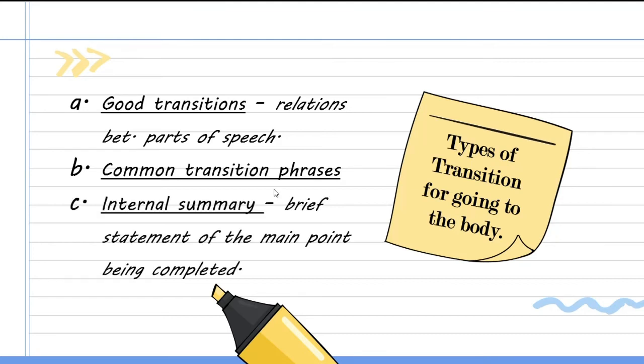And the third one is the internal summary, a brief statement of the main point being completed. So you can choose the types of transition for going to the body. But for me, I'm more on using a good transition, like to indicate proves the result of your introduction.